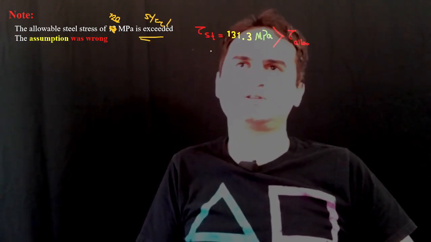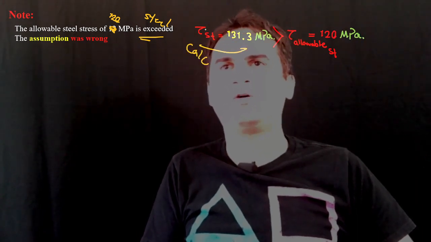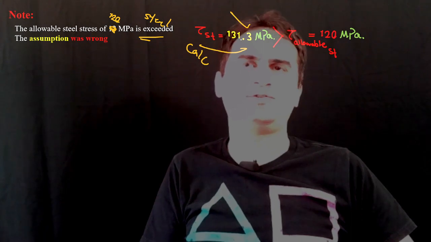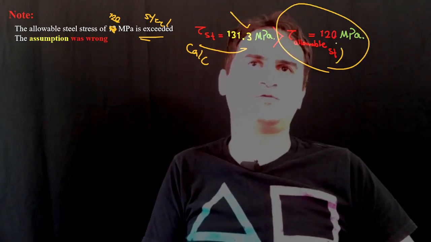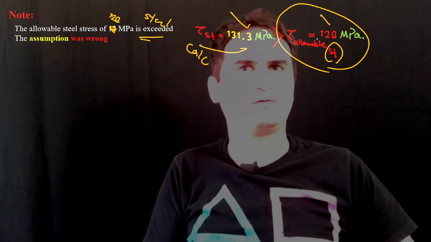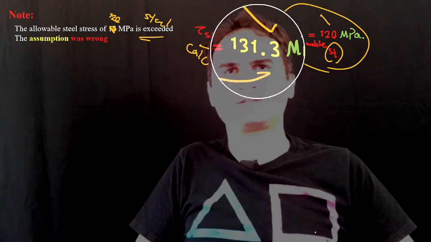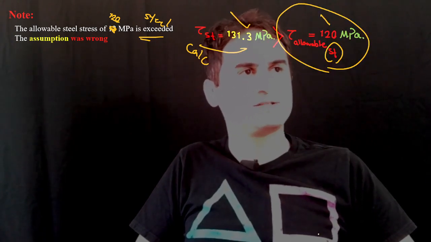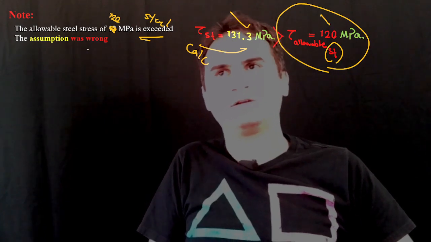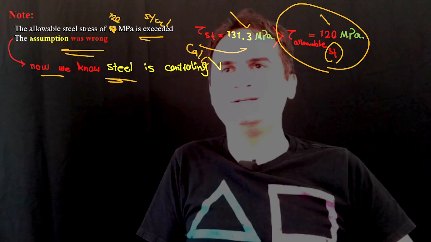The assumption is not correct, because the calculated tau for steel is 131, and that's bigger than the allowable shear for steel based on the problem statement. So our initial assumption is not right, and now we know steel is controlling.